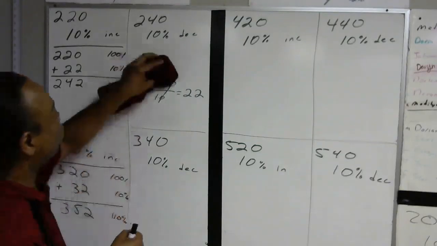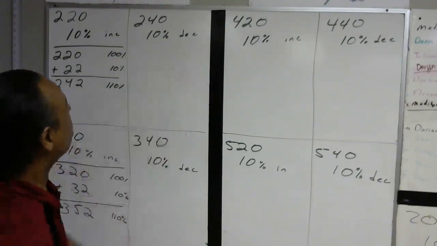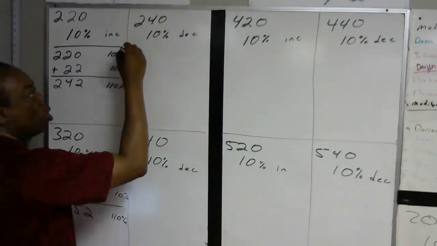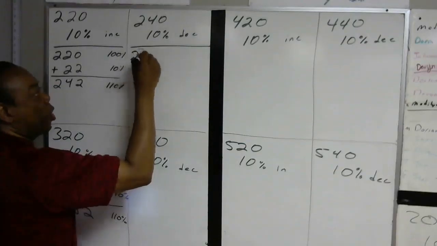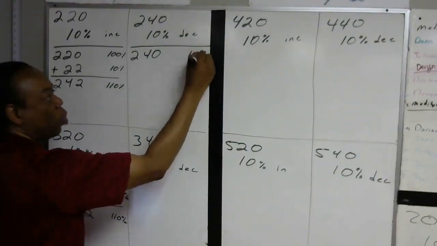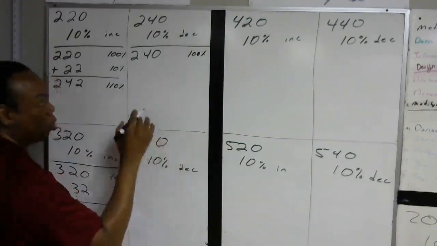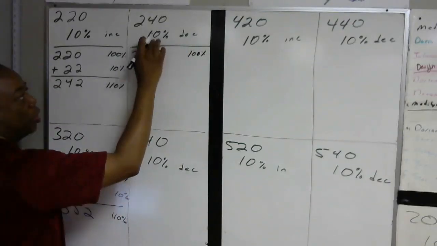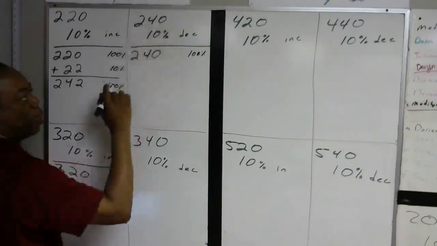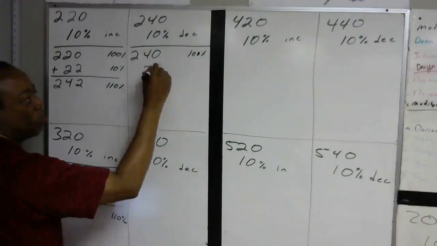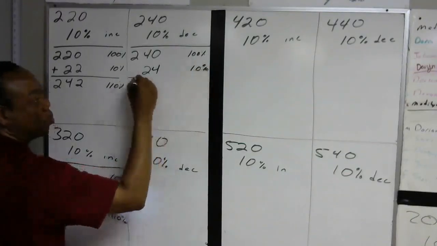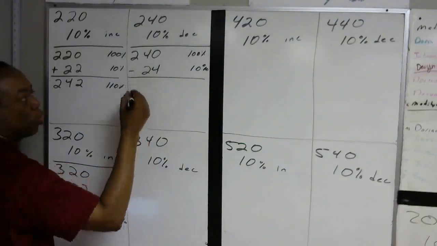All right, now let's do a couple of decreases. So let's say we have 240 and we want a 10% decrease. 240, make sure to write this down, represents 100% of the original amount. That's 100%. A 10% would be 240 divided by 10, which is 24. This is 10%. Now for a decrease, we're going to subtract.